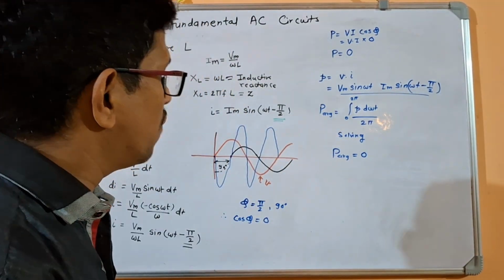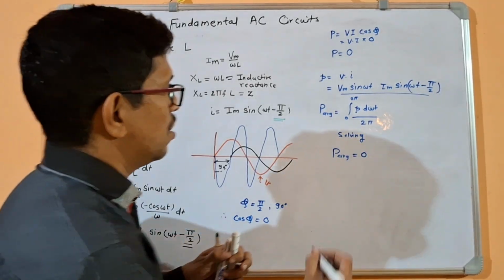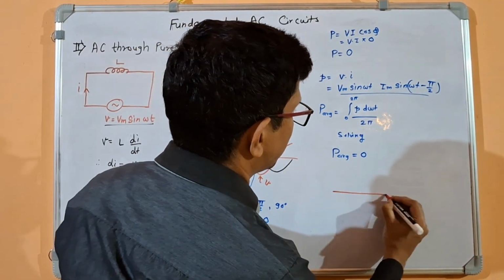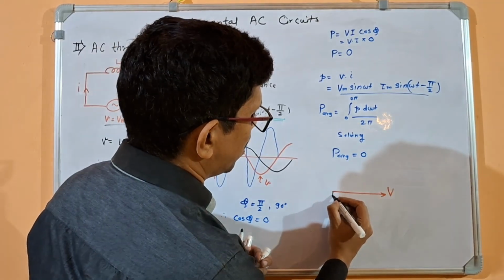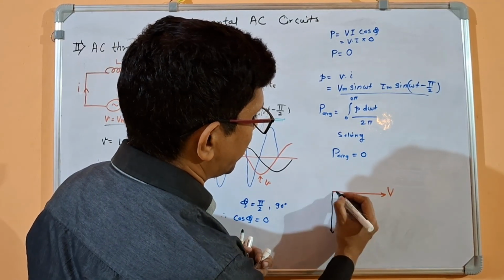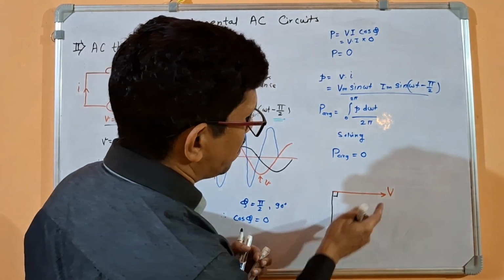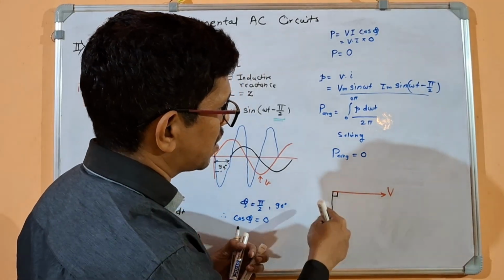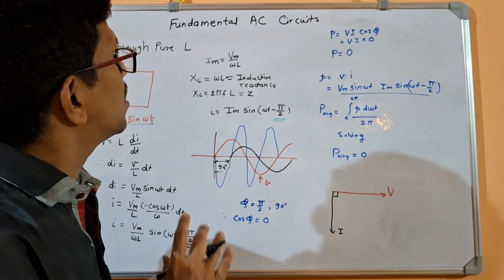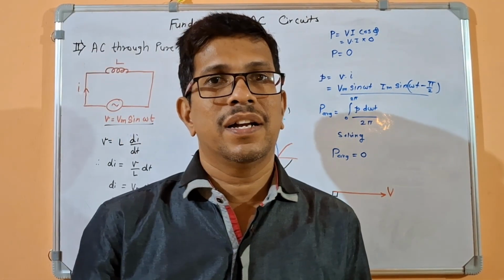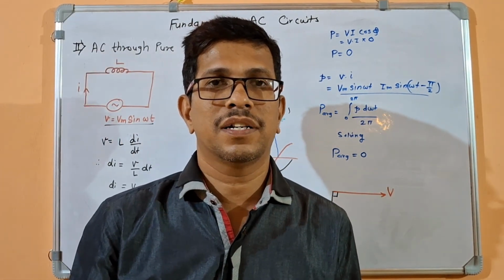If you want to draw the phasor diagram for this, the voltage will be at reference, that is on the x axis, and you can show the current at 90 degrees lagging. Okay, that means voltage will come first and then current will come after 90 degrees. So that's all for the pure inductive circuit, or pure inductor circuit.